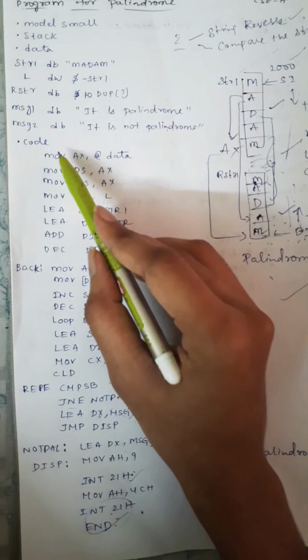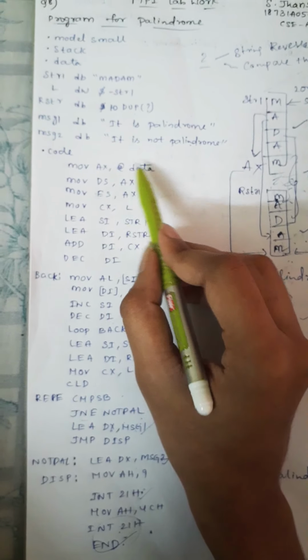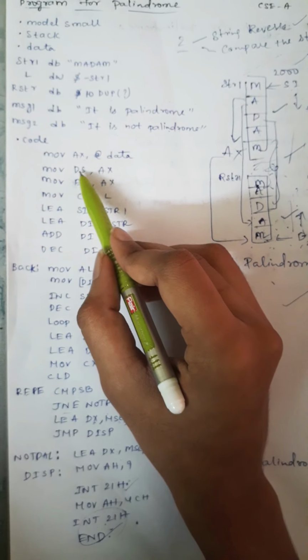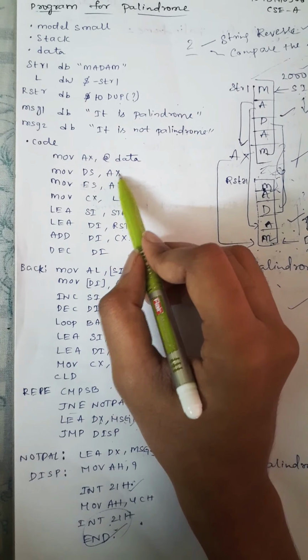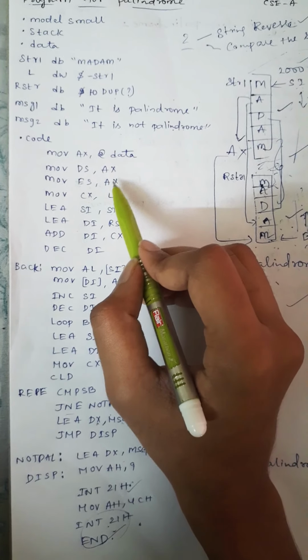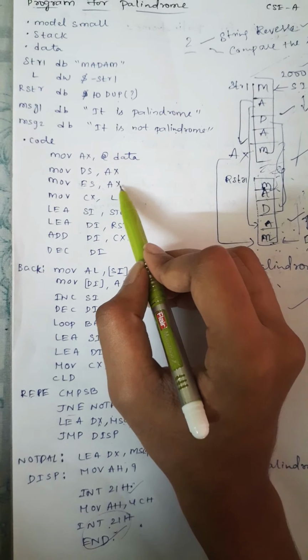Next, coming to the code segment, move the data into the AX register, and from the AX register to the data segment register, and from the AX register to the extra segment register. The data segment is used to store the original string, and the extra segment is used to store the reverse of the string.